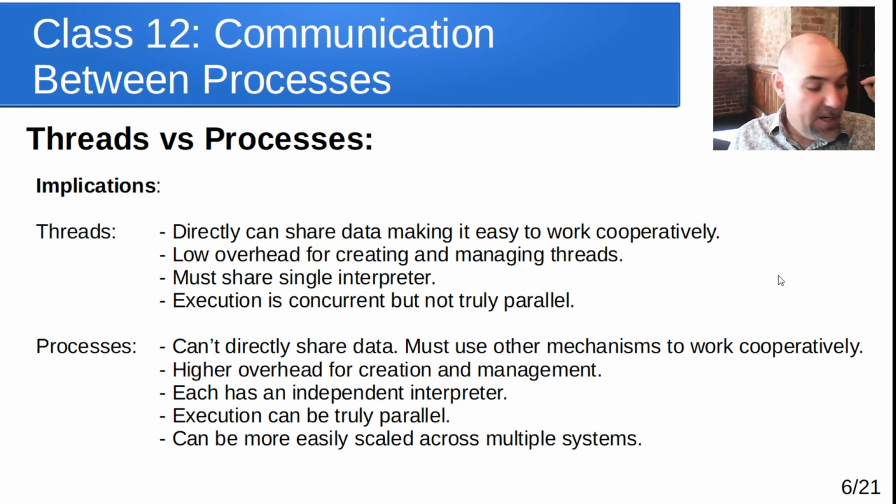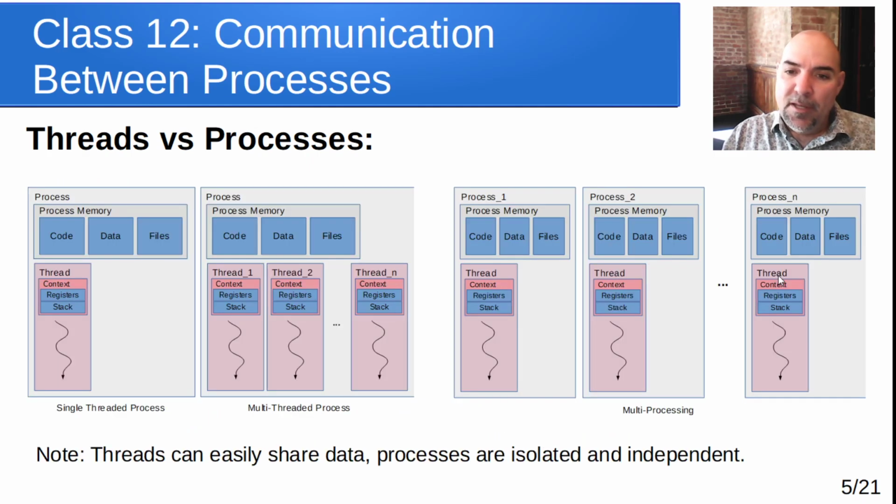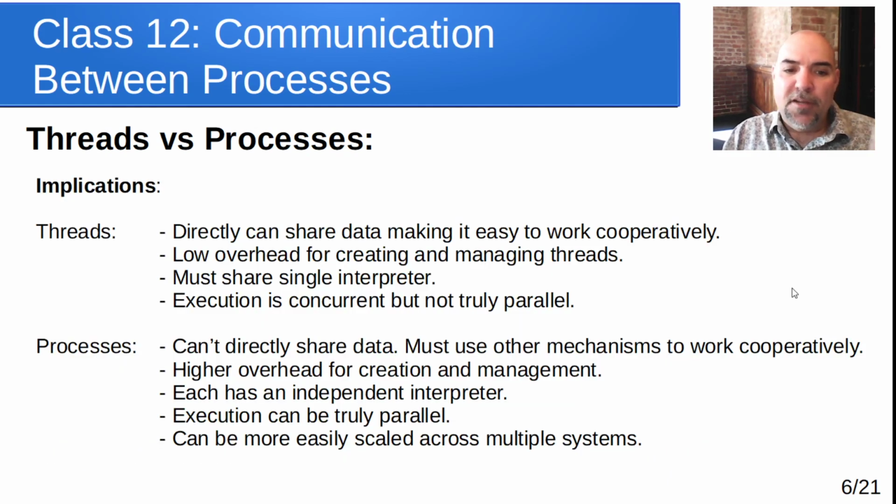Now, processes, on the other hand, since they are completely isolated and independent from each other, can't share that data directly. That means they have to use other mechanisms to communicate and work cooperatively. There's a higher overhead for creating and managing them, again, because they each have to have their own memory allocated. The operating system has to create a process for each one, so there's more overhead associated with that. Each has an independent interpreter, but the advantage of that extra overhead and that extra work is execution can be truly parallel.